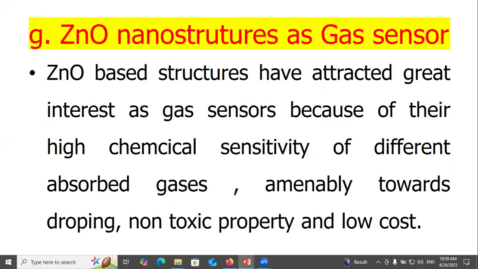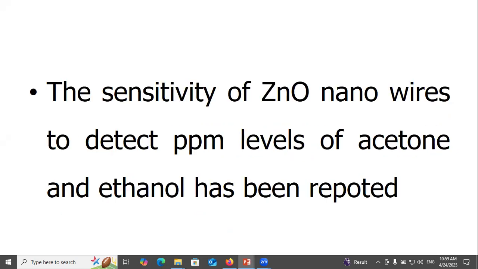Zinc oxide nanostructures as gas sensors. Zinc oxide nanostructures have attracted great interest as gas sensors because of their high chemical sensitivity to different absorbed gases, amenability toward doping, non-toxic property, and low cost. The sensitivity of zinc oxide nanowires to detect part per million levels of acetone and ethanol has been reported.